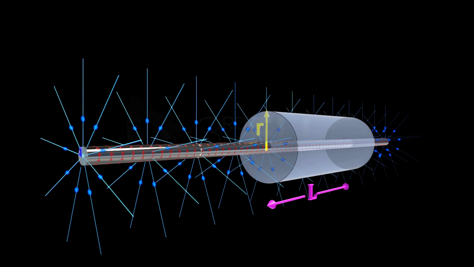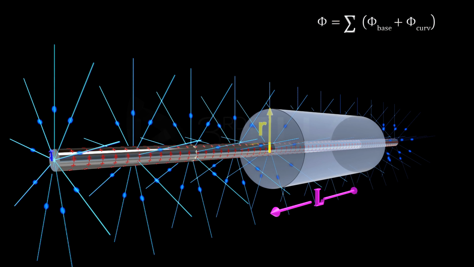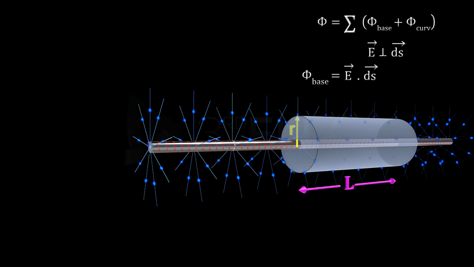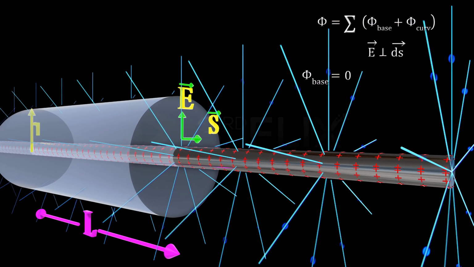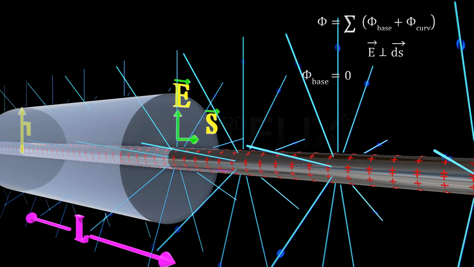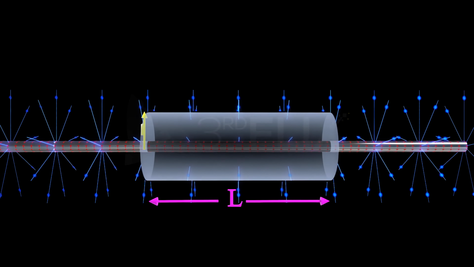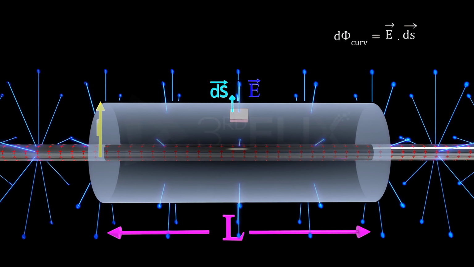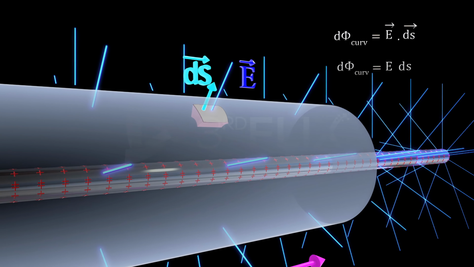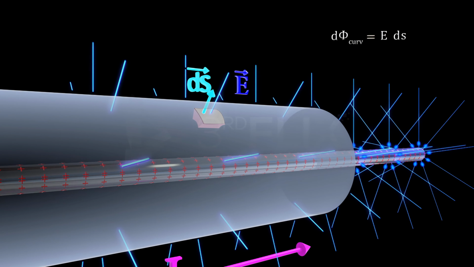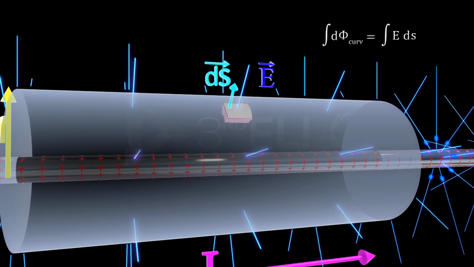Flux through the Gaussian surface is the summation of flux through the bases and flux through the curved surface. Flux through each base of the Gaussian surface is zero, as the electric field and area vector are perpendicular to each other. Flux through an area dS on the curved surface is E vector dot dS, which is equal to E dS. Flux through the entire curved surface is the integral of E dS.